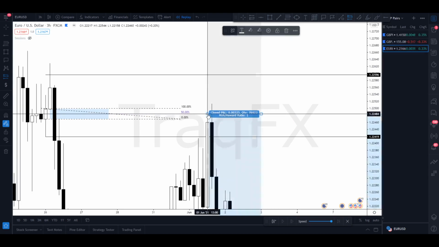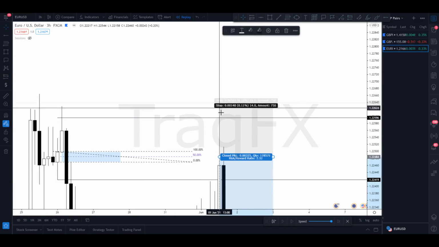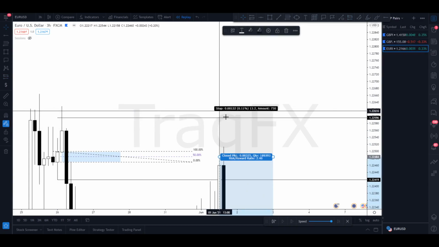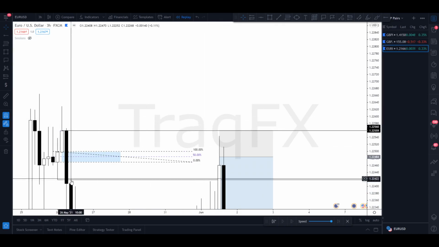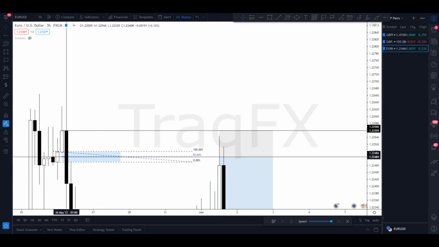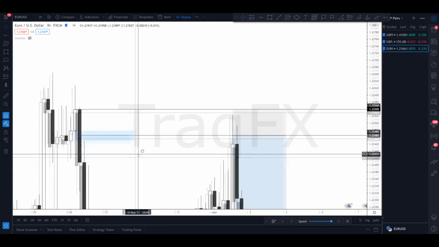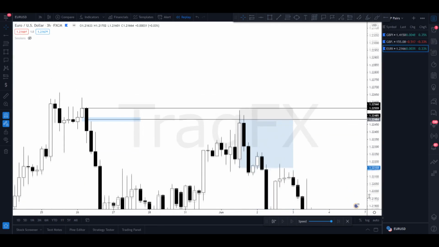And then the stop loss would obviously go at the close of the institutional candle, right over here or over here, depending on how you trade it. Put it right there. And now look at this. Look at how perfectly price tapped into our imbalance.